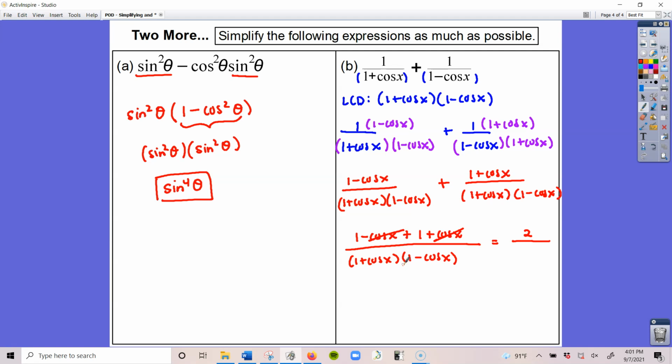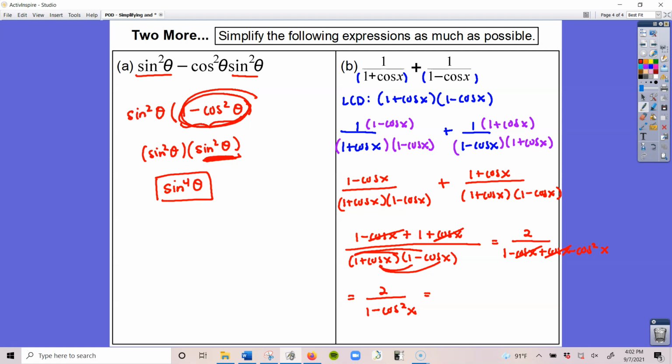You should recognize this as a difference of squares that was factored. But if you don't, that's okay. We can multiply it together. This is 1 times 1 minus cosine x plus cosine x minus cosine squared x. Negative cosine x cancels out with positive cosine x, and I'm left with 2 over 1 minus cosine squared x. Now 1 minus cosine squared, we see here, is sine squared.